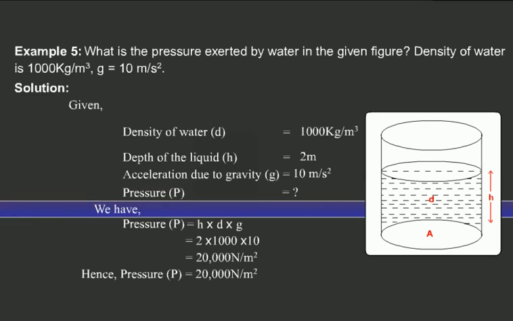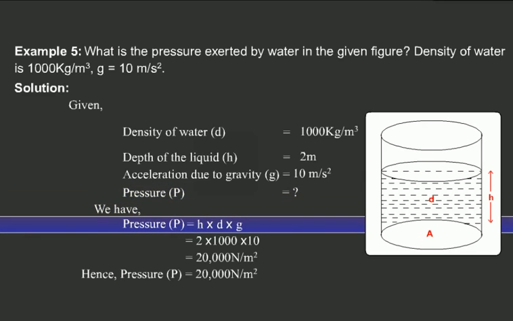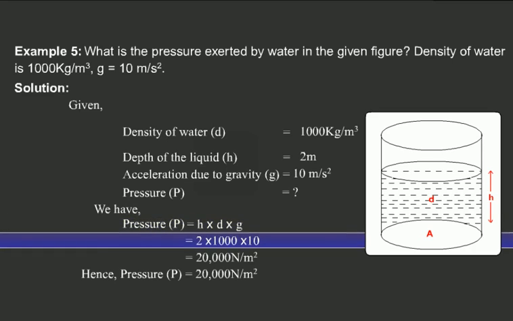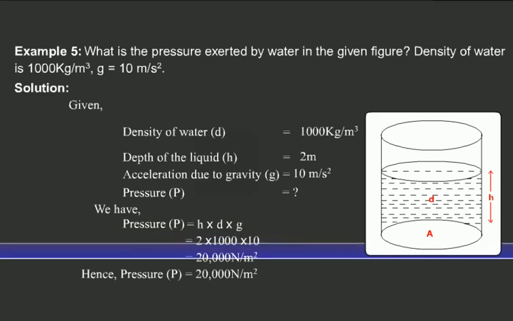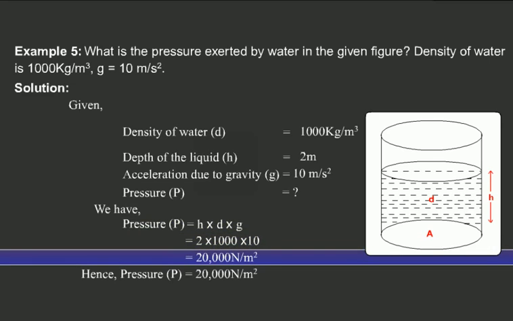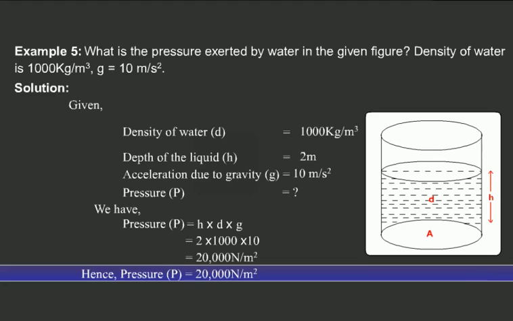We have the relation pressure equals depth into density into acceleration due to gravity. Now here we have the value of H, D as well as G. So substituting these values, we calculate the value of pressure. So we write P is equal to 2 into 1000 into 10, which equals 20,000 Newton per meter square. Hence, the pressure exerted by water in the given figure is 20,000 Newton per meter square.